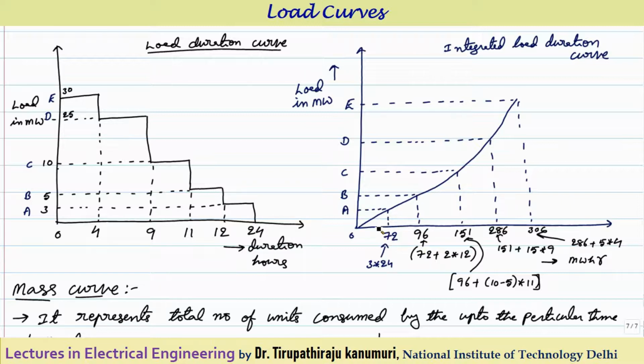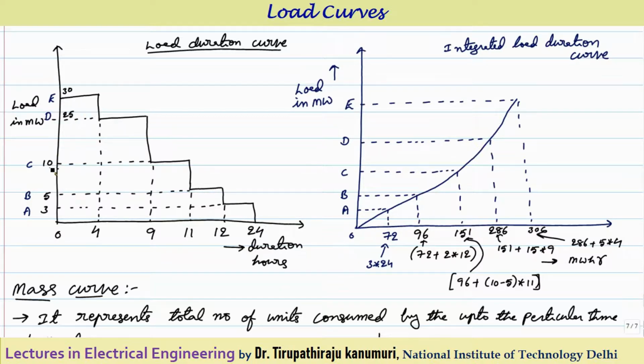That's why it is called integrated. We have to do the integration. So 2 multiplied by 12 plus 72 is 96. Then what will we do? The difference between these two, 10 minus 5, multiplied by this duration. Sorry, this is 10 minus 5, that is 5 multiplied by 11. So that gives 151. Similarly after this comes 25.